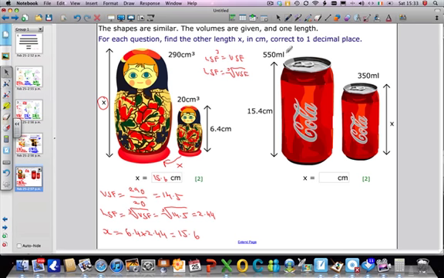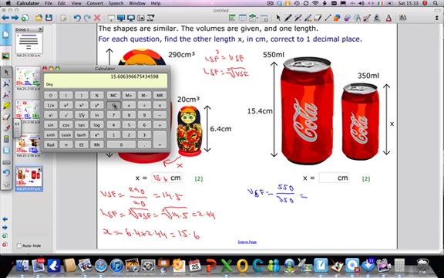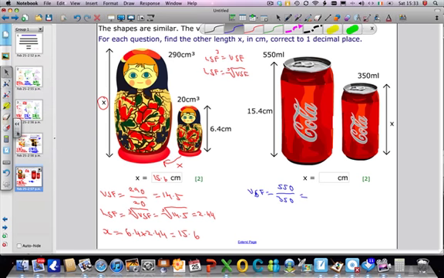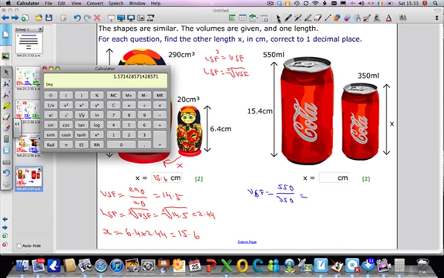Okay, next question. We're given 2 cans. One is 550 mils, the other is 350 mils, and we're given one side, we're asked to work out the other side. So again, we're going to work out the volume scale factor, because we're given 2 volumes. The volume scale factor is going to be the big volume, 550, divided by the small volume, 350, which gives me 1.57. I'm going to round to 2 decimal places for now.